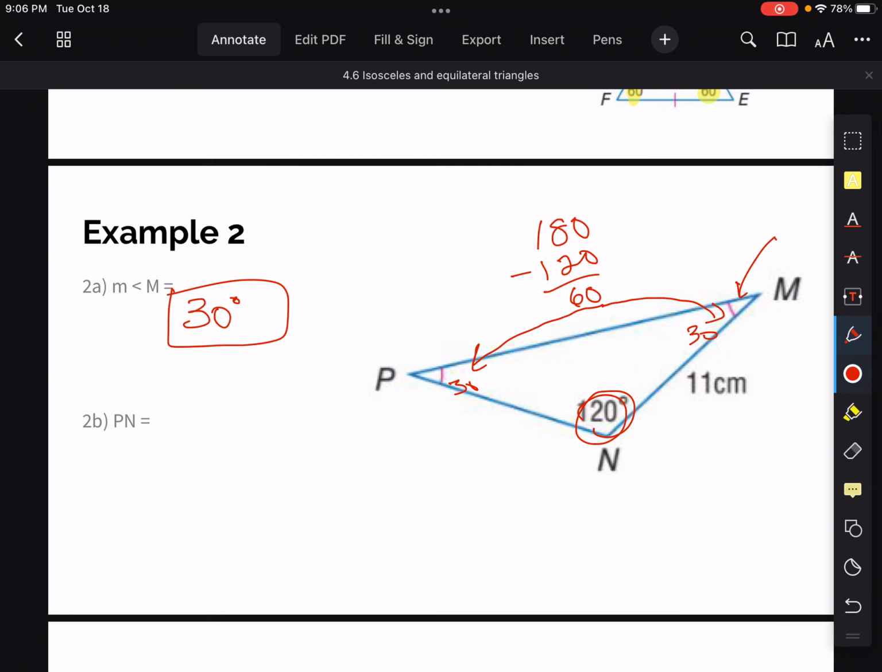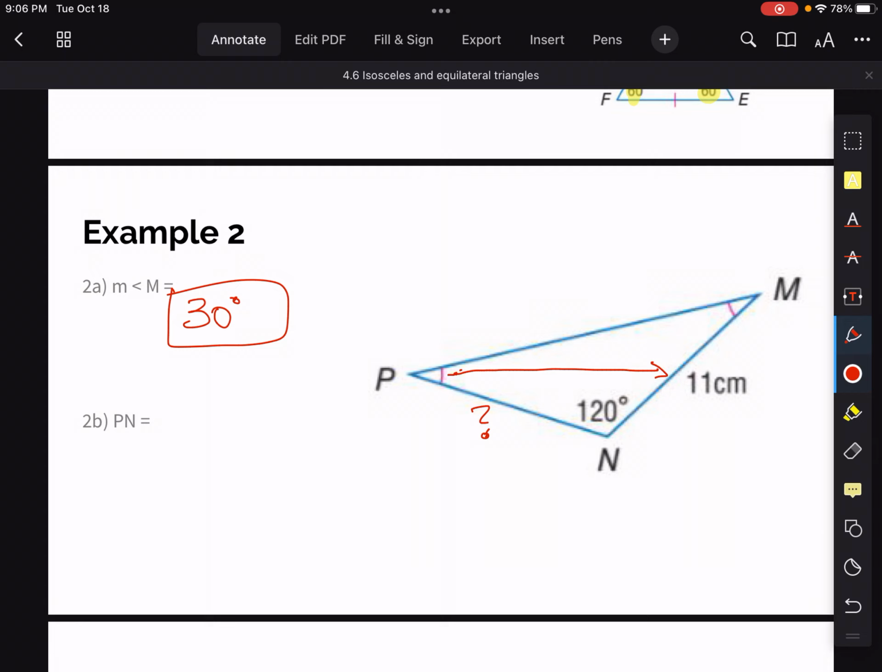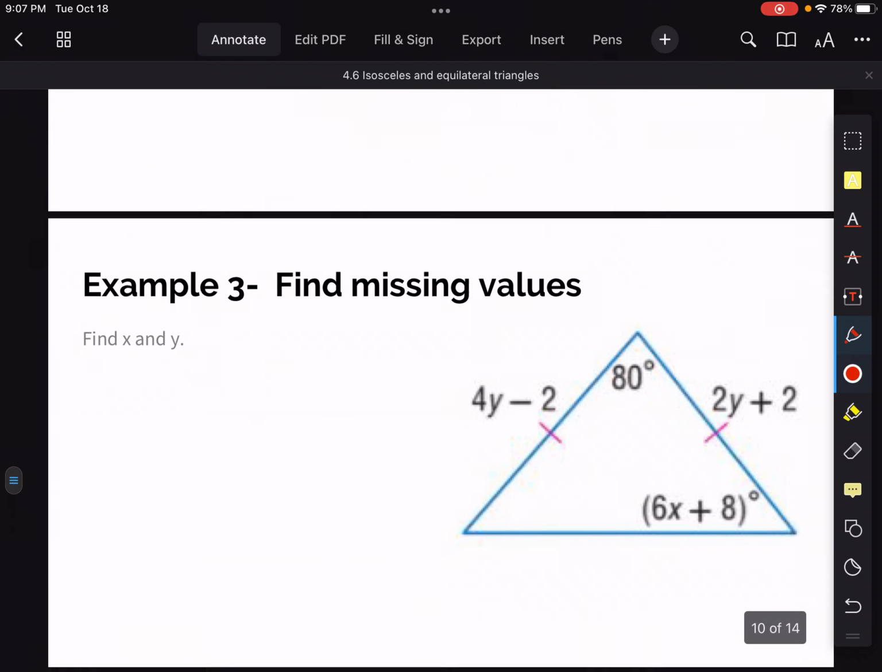For part 2b, it says find PN. Well, let's erase this so we don't have to look at all of this here now. And then for PN, we're looking for this. What is this length? Well, opposite of this congruent angle, we know that the side opposite is 11 centimeters, so opposite of this, the other congruent piece of that, would also have to be 11. So 11 centimeters, just using our rules, pretty straightforward.